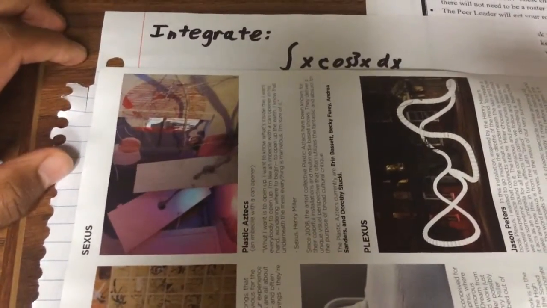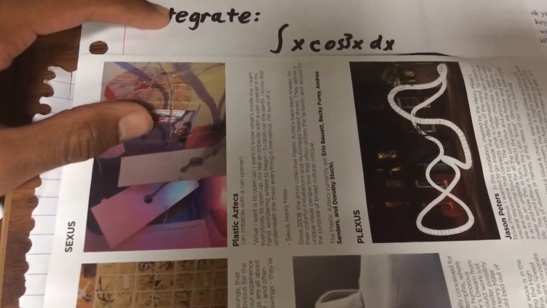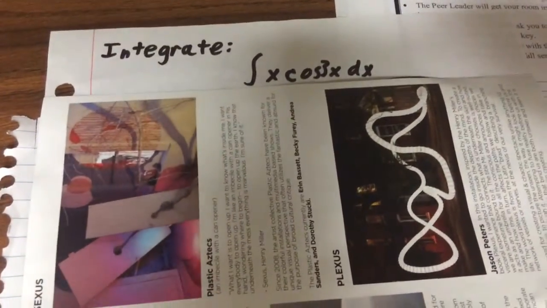I'm part of Challenge 2014, and today we're going to be integrating x times cosine 3x dx. So what we have here is a function times a function, and they're not related. If I were to use u substitution or basic integral properties or anything, I wouldn't be able to integrate this because they're two unrelated functions.